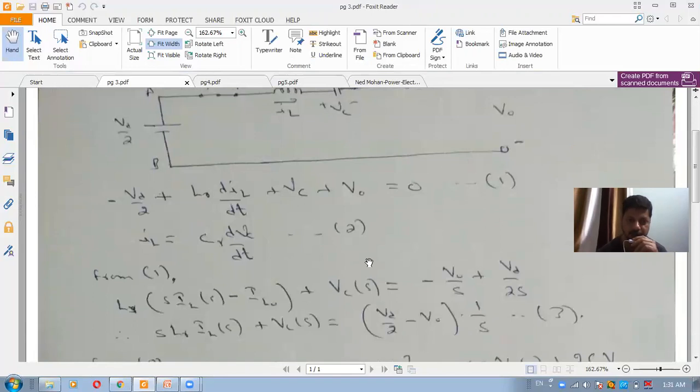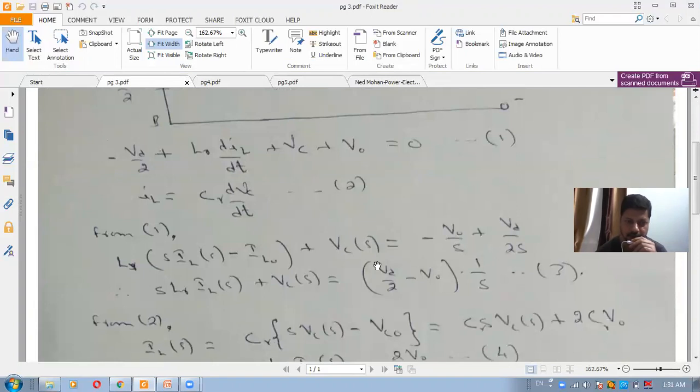Now from equation 1, if we take the Laplace transform, then LR times the Laplace transform of dIL by dt will be S IL of S minus IL0, plus the Laplace transform of Vc, which is Vc of S. That will be equal to the Laplace transform of Vd by 2, which becomes Vd by 2S. And the Laplace transform of V0 on the right hand side becomes minus V0 by S.